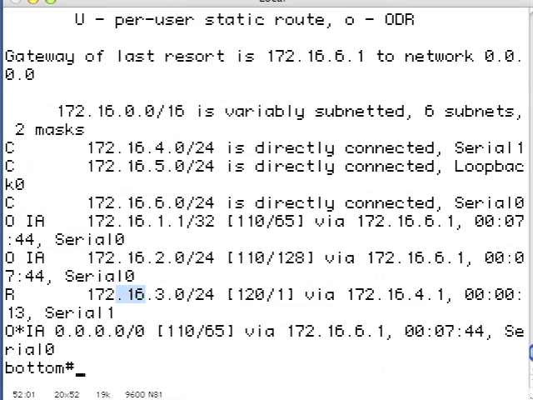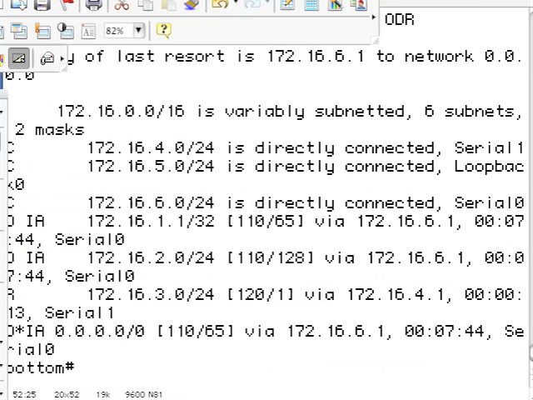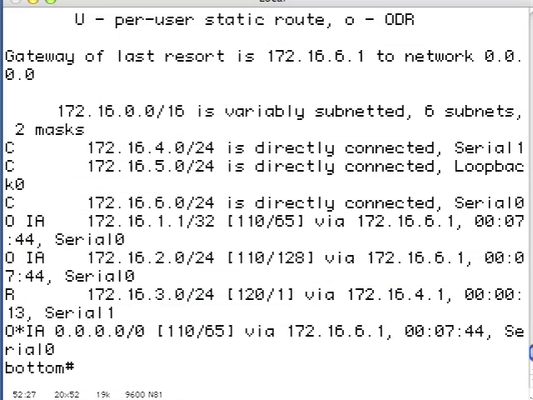And we had an OSPF external route for 172.16.3.0/24. But now we have a RIP route for that, and we have an OSPF inter-area default route from 172.16.6.1, which is interesting. What's going on here? Well, let's talk a little bit about what an OSPF stub area does.